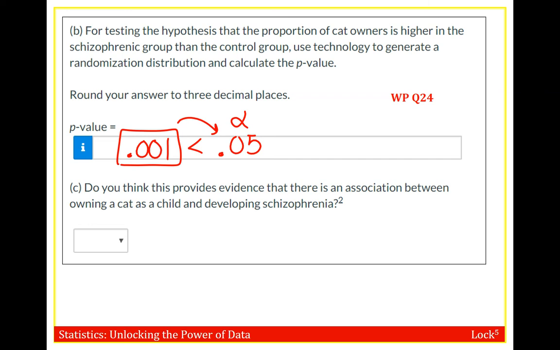So the question is, is there an association between owning a cat and schizophrenia? Now, remember, we never claim causation, but we can definitely talk about association. And absolutely, I think there is. The answer is yes. You did a study, and in that study, you found significant evidence.